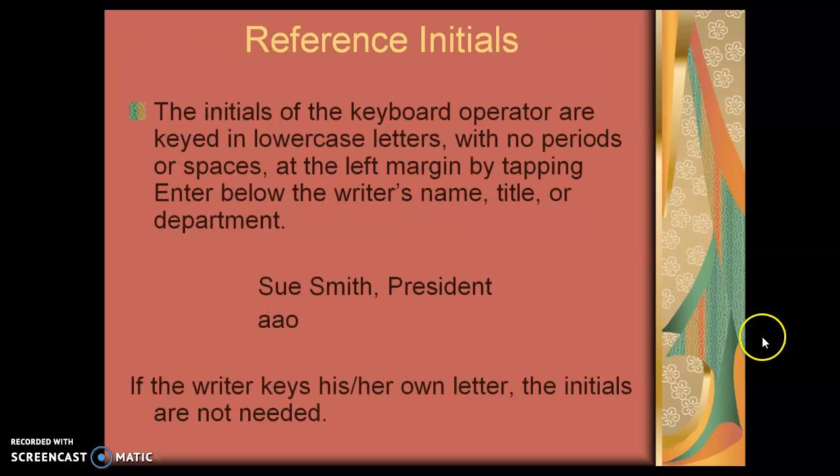Reference initials. The initials of the keyboard operator are keyed in lowercase letters with no periods or spaces at the left margin by tapping Enter below the writer's name, title, or department. Here we go. This is who the letter is from, Sue Smith, the president, and I typed it, Amy Ann Omler. If the writer keys his or her own letter, the initials are not needed.